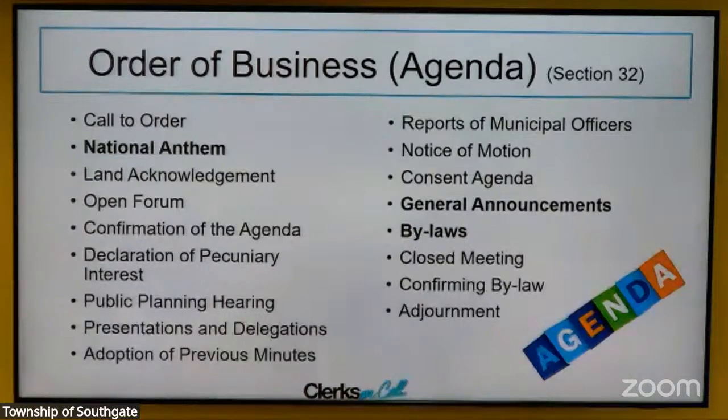Yes. And the other is the order of various things, consent items. Should they be earlier in the meeting? Usually we find consent items go, and that's what we're suggesting for Southgate's procedural bylaw, in the middle or close to the end. Again, we're going to talk specifically about consent agenda items as well. Okay, but those are good questions. I'll stop. No, it's all good, Barb. It's all good.